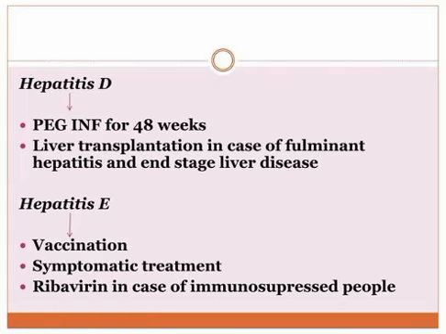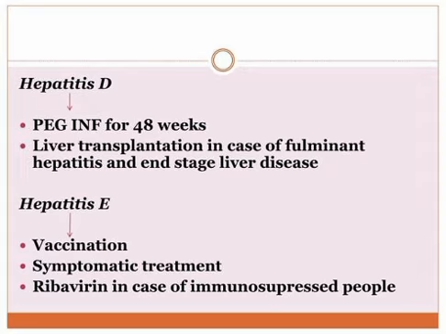Next will be hepatitis D. For hepatitis D, we have to give polyethylene glycol interferons for 48 weeks. And mainly it will be liver transplantation in case of fulminant hepatitis and the end stage of liver disease. If the liver disease is at the end stage or a later stage, we have to give liver transplantation. Otherwise, we can give polyethylene glycol interferon for 48 weeks in hepatitis B.